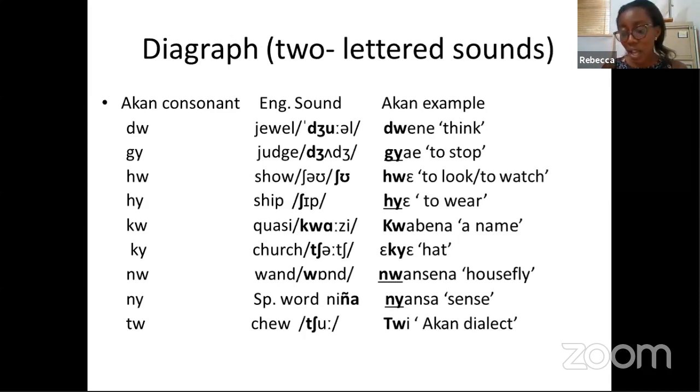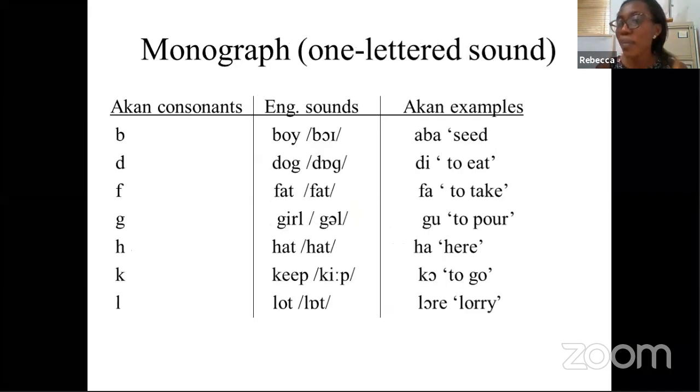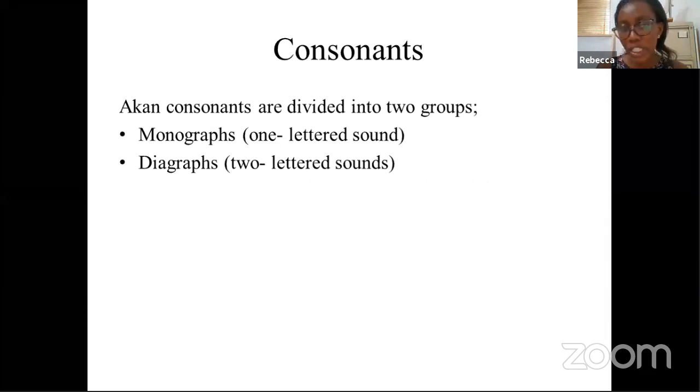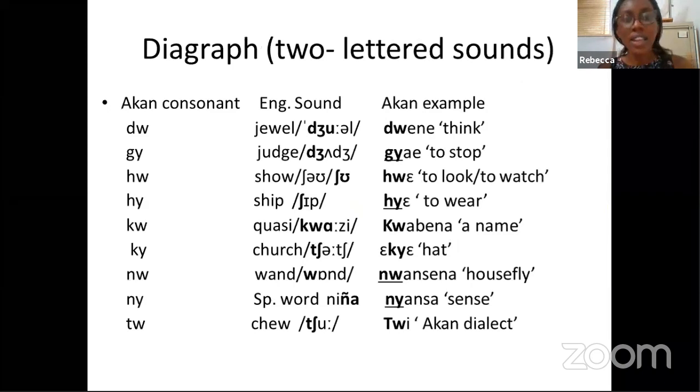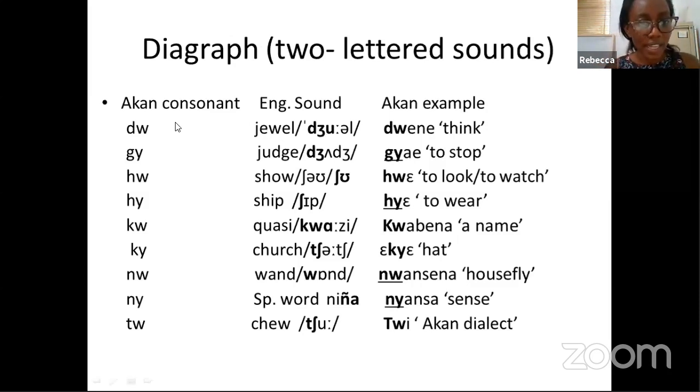As I told you earlier, we have two types of consonants in the language. We have the monographs and we have the digraphs. So we just looked at the monographs. Now let's come to the digraphs. So this is not common to English speakers like you. So I've tried my best to get English sounds that are similar to these Akan consonants to help you in your pronunciation. So now let's go to the Akan.